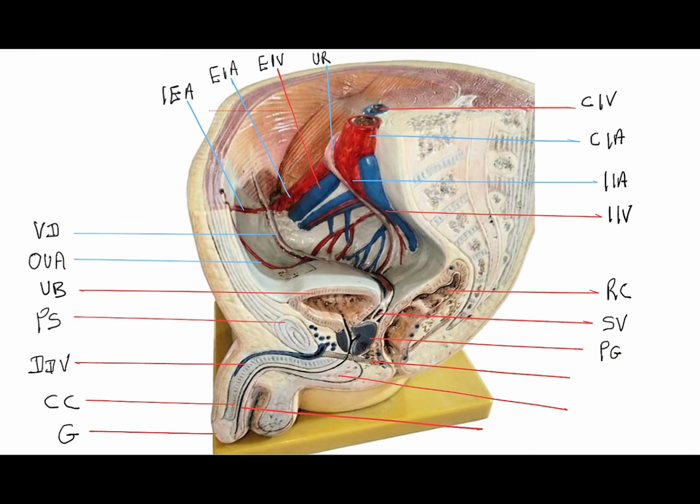Over here we have the urogenital diaphragm. Over here we have the bulbus spongiosus. And last but not the least, we have the urethra, the penile urethra.